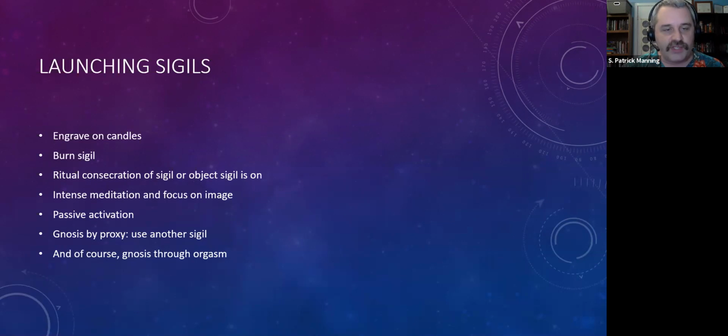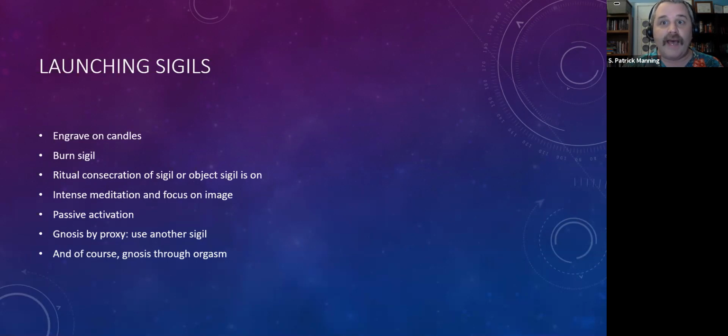Ritual consecration of the sigil or an object that the sigil is on. So if you have, like I referenced Modern Magic before, and it's got a full talismanic consecration ritual in it, you could do something like that on it. If very ornate ritual magic is what helps you get into the right mindset to activate that, then by all means use what you know.